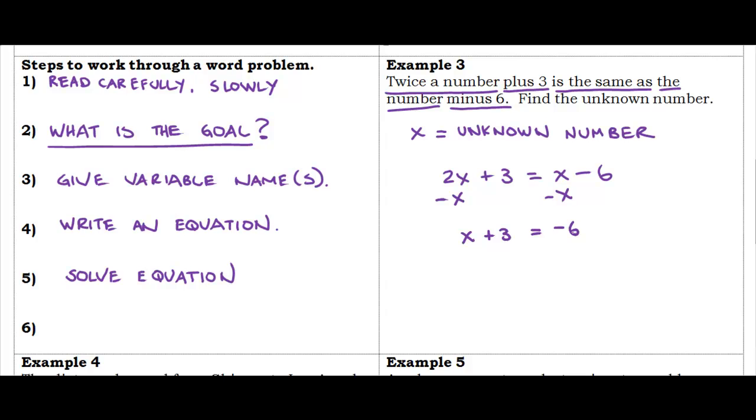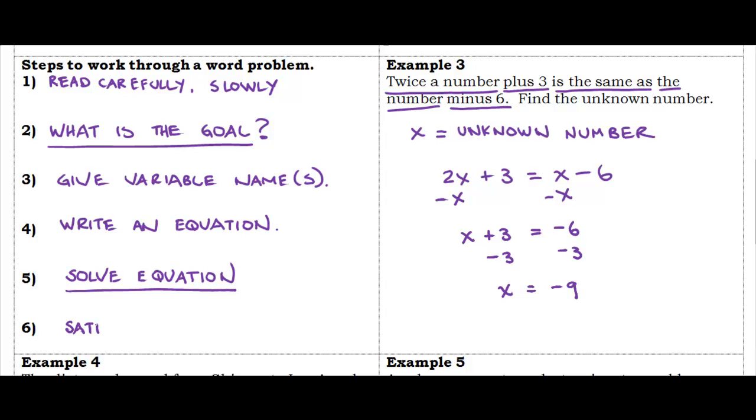Now, let's isolate it. Who do I have to get rid of? How is the 3 attached? Addition. How do I undo addition? Subtraction. Who's left on the left? X. What's negative 6 minus 3 more? Negative 9. Okay? We solved the equation. Gee, there's one more step here. We're not done.